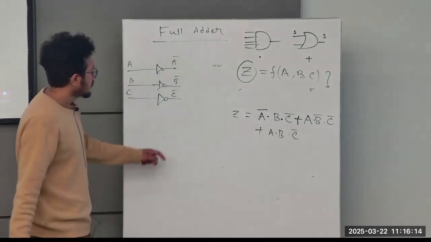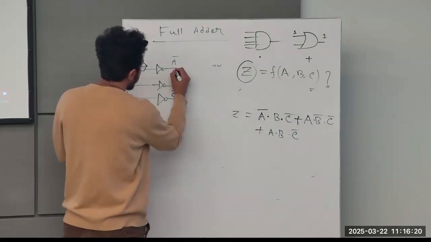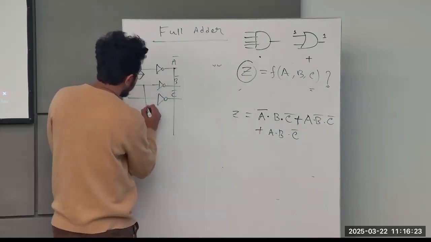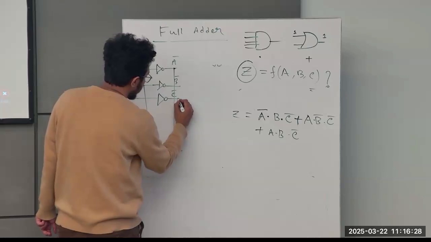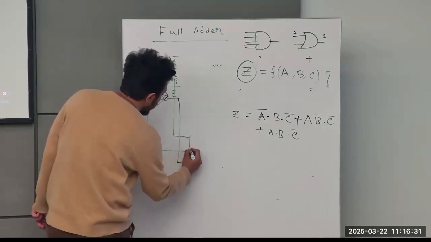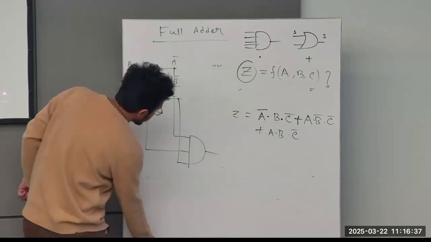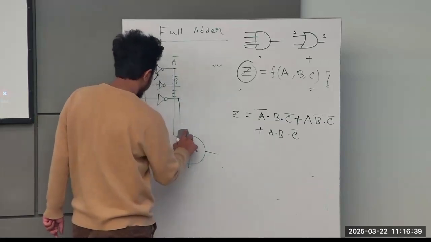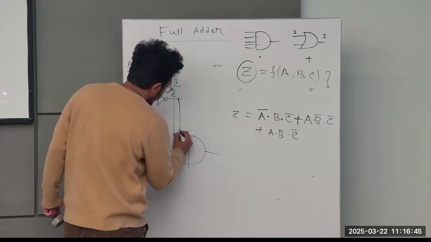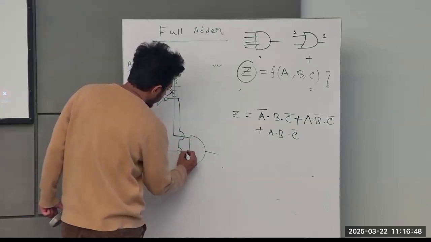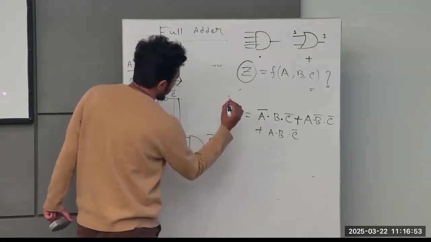Okay. Now draw the circuit here. A naught, B, C naught. So we need an A naught, we need a B, and we need a C naught. What is C naught? C naught is here. So A naught, B, C naught. If I write it in a more linear way, let's think about it. So this is A naught, B, C naught.